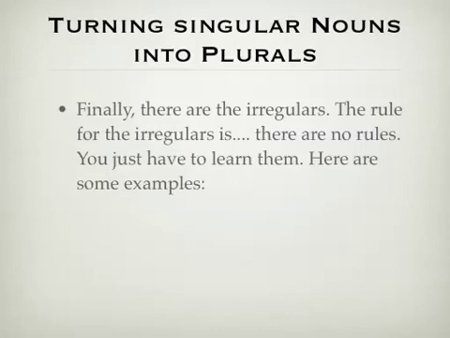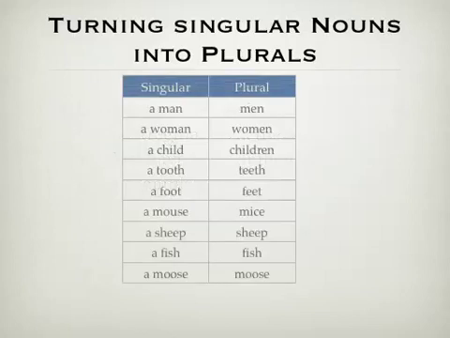Okay, turning singular nouns into plurals, finally. Finally, there are the irregular words. The rule for the irregular words is there are no rules. There are a number of nouns in the English language. To make them plural, you do something totally different. And it's different for each word. You just have to learn them. Some examples. Man. A man, the plural is men. A woman, plural is women. Child becomes children. Tooth becomes teeth. And so on and so forth.